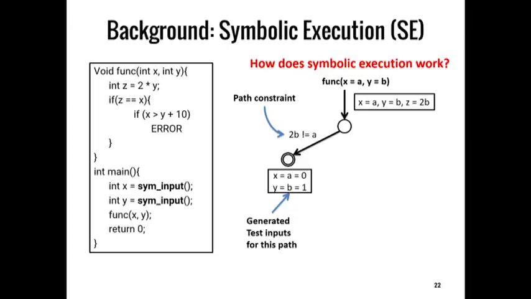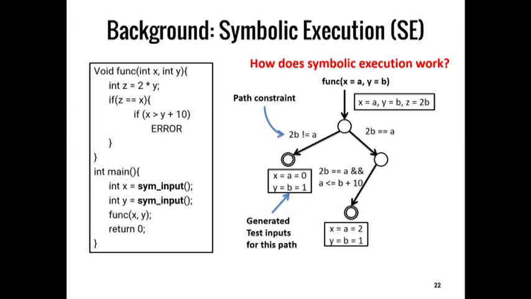Now we had another path that we did not explore yet. That is the true branch. Now you continue with the true branch, and next you hit another conditional branch. Again, both the branches are feasible, so the execution needs to follow both the branches. And then again, you take the false branch and you get the true branch. You have a different path constraint for each execution path.